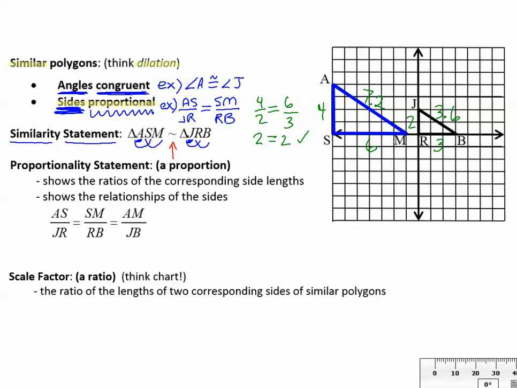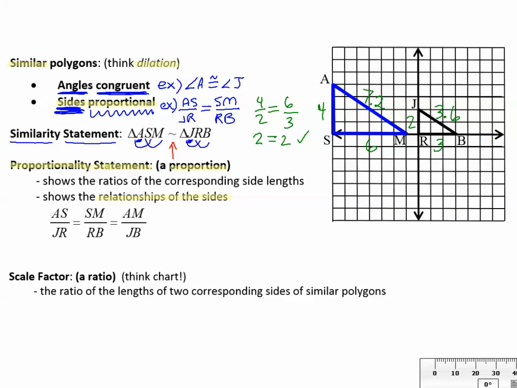So we also have our proportionality statement. That is a proportion. It shows the ratio of the corresponding side lengths. That's what we just did here. It shows the relationships of the sides. And this is a proportionality statement for all of the sides. So it includes what we did, but also the third side, AM, over JB.